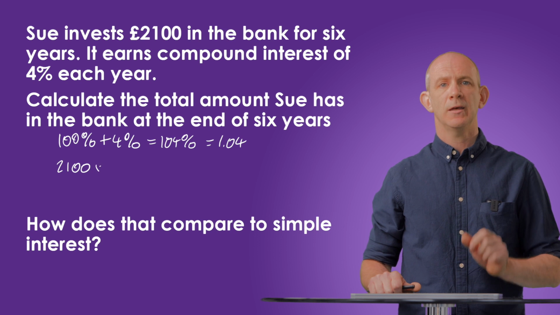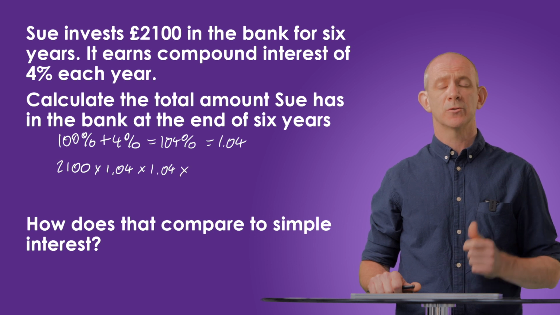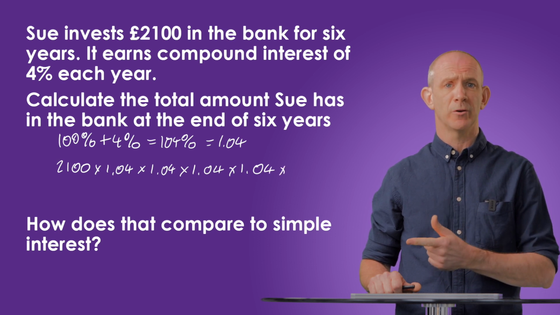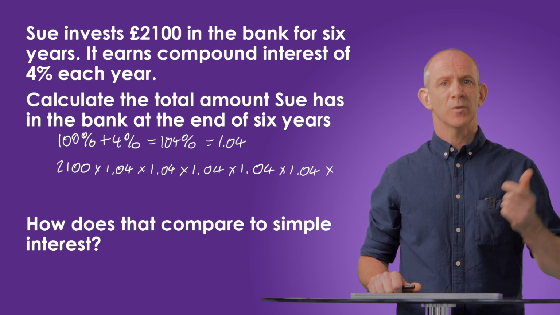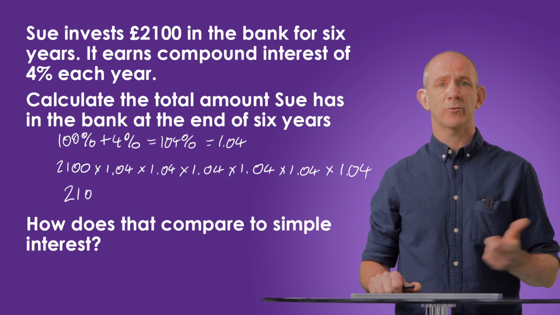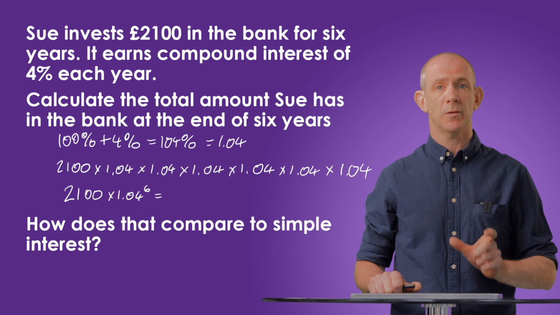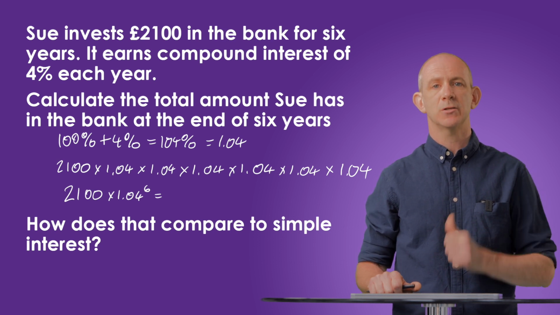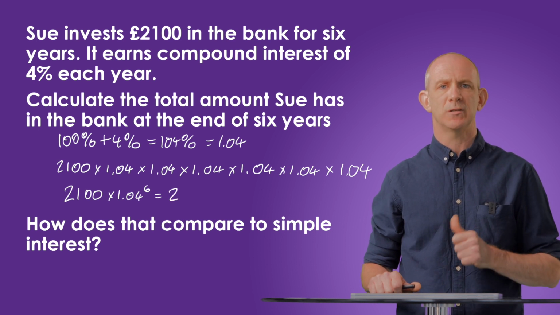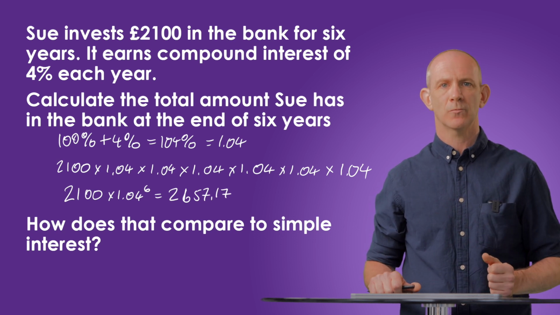of the first year. As we then multiply that result by 1.04 for the second, and so on, we could write it as follows. 2,100 times 1.04, 1.04, 1.04, 1.04, 1.04, and 1.04. As we're multiplying by 6 1.04s, we can write it as 1.04 to the power of 6 to save space and confusion. This is the reason that we can use the term or time period as the power. And it gives us 2,100 times 1.04 to the power of 6, which equals £2,657.17. This is the amount she has in the account at the end of 6 years.